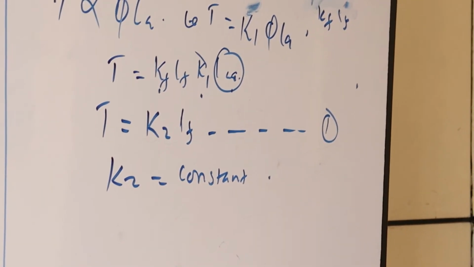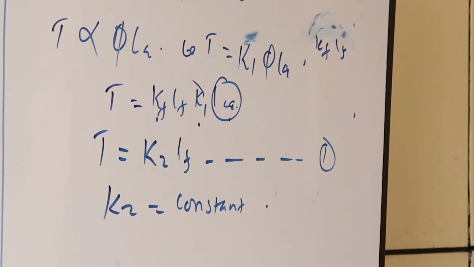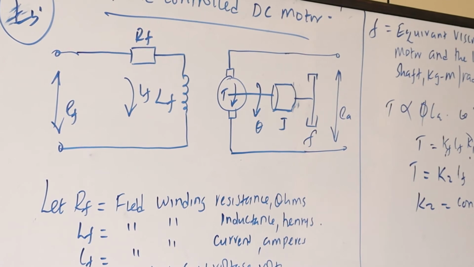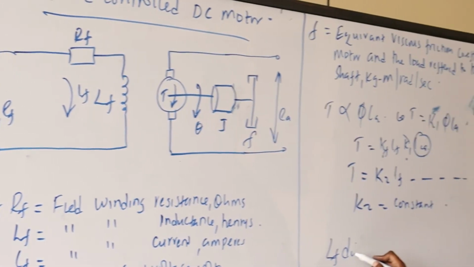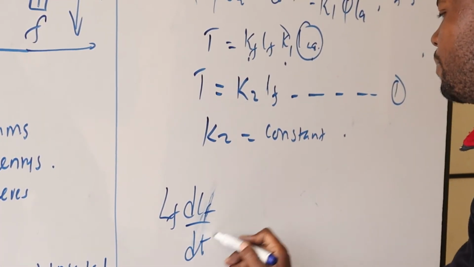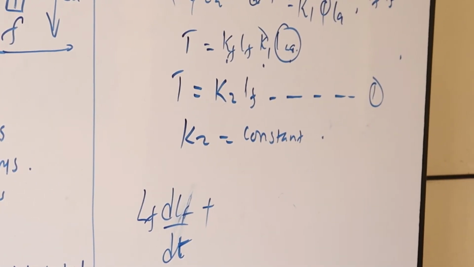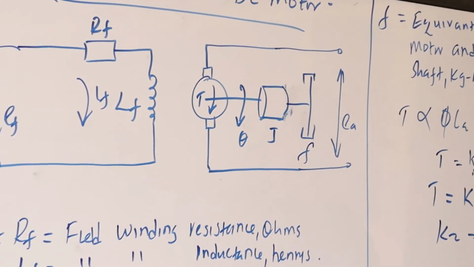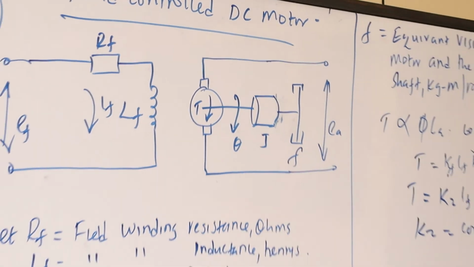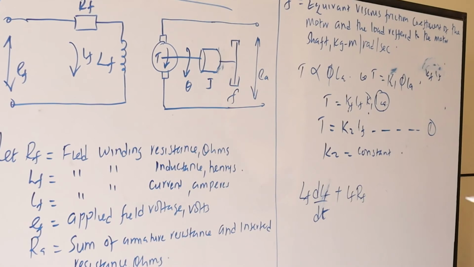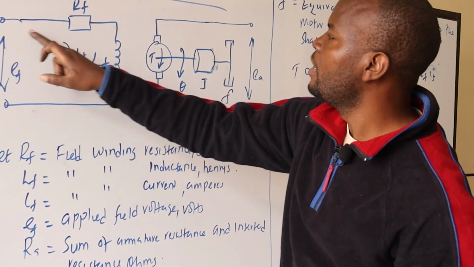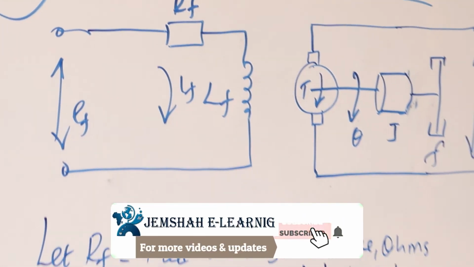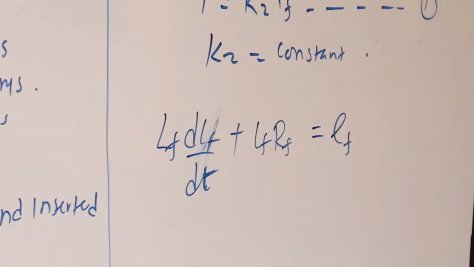After that, we can now go to the equations for the system. We've held the armature side constant, so for the equation of the system we are going to consider the left-hand side. In that case, LF dIF/dt plus RF IF will be equal to EF. EF here is the voltage drop across this plus that, and from there we can refer to this one as equation number 2.